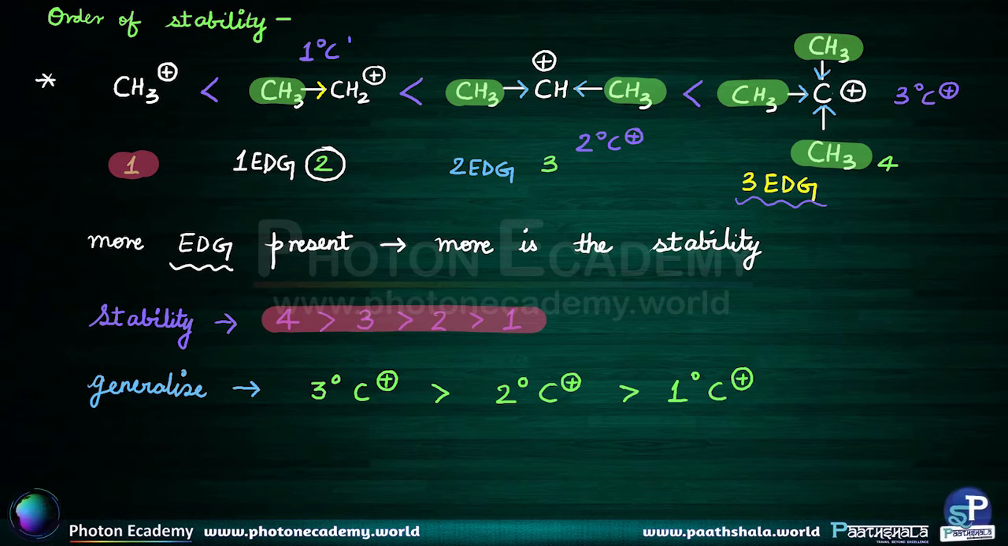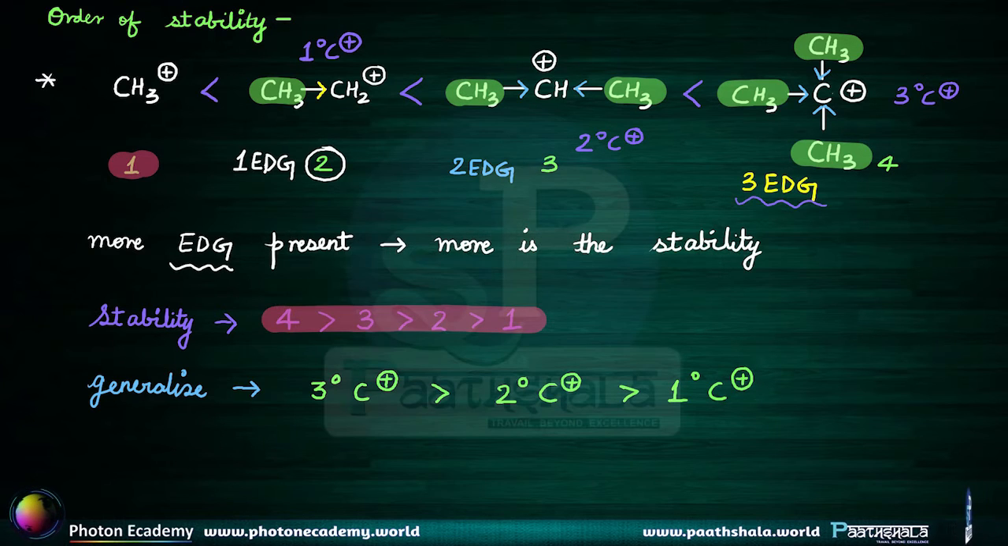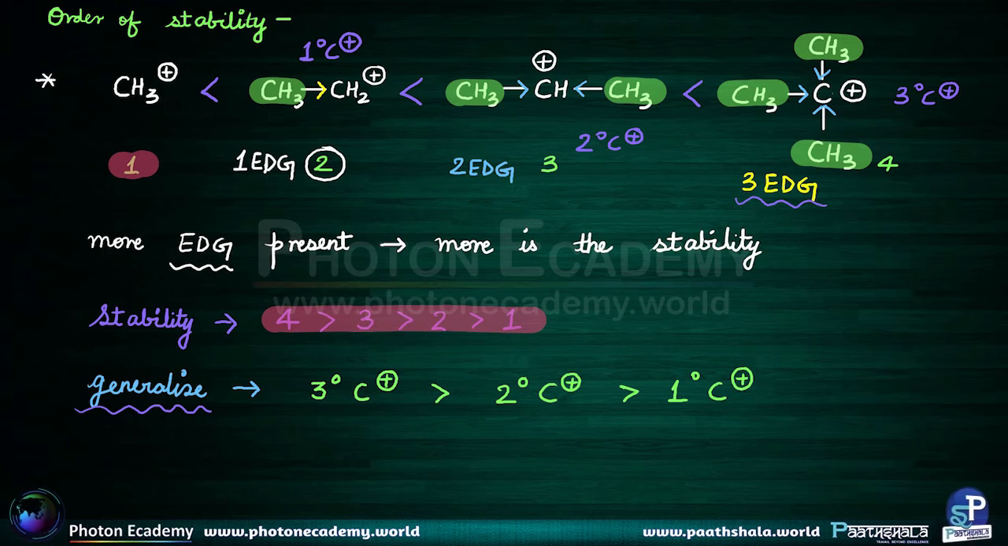So I can see clearly that if I want to generalize the example that we have just solved, I can say that the order of stability is from 3-degree and it goes on decreasing. So the more the number of electron donating groups, the more is the stability.